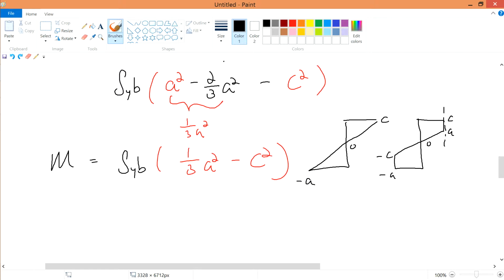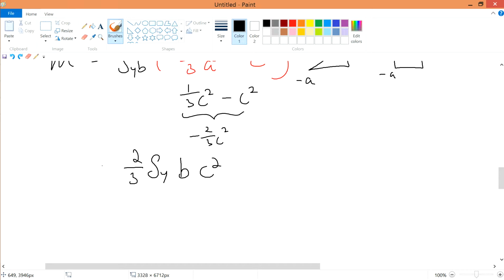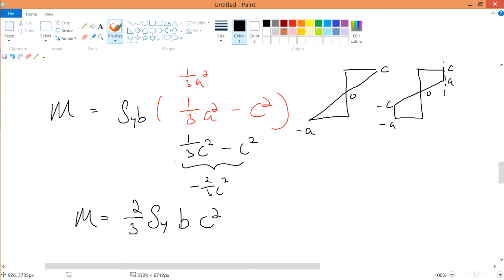So when I sub in a is equals to c now, what I have is 1/3 c square minus c square. I'll have minus 2/3 c square. Multiply with your SYB, what you have is your yield strength times your b. This is the 2/3 over here, c square. Okay, the absolute value, because we just want to get the magnitude of the moment itself, so you don't care whether it is negative or positive. So therefore, your moment when your a is equals to c, when it starts to yield, right at this point over here, is this equation.